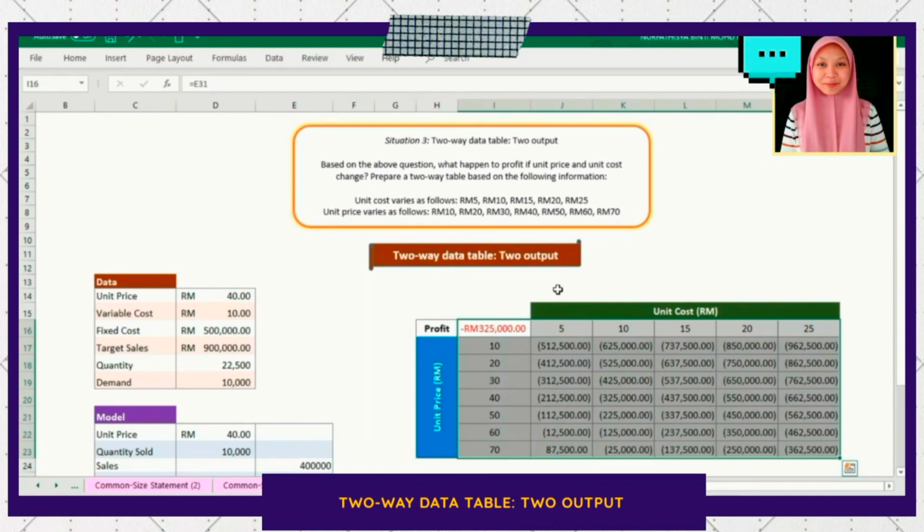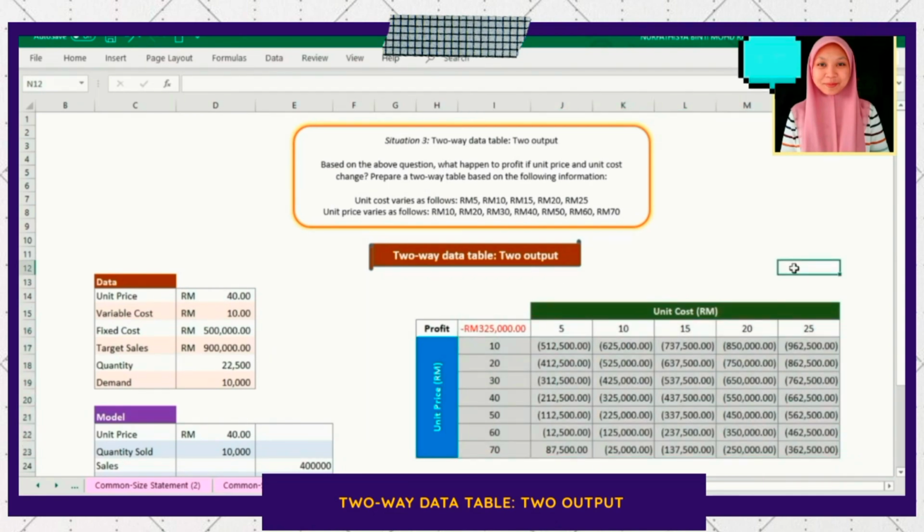The result shows that the company earns lower profit when the unit cost is high. However, as the unit price increases, the company earns higher profit.